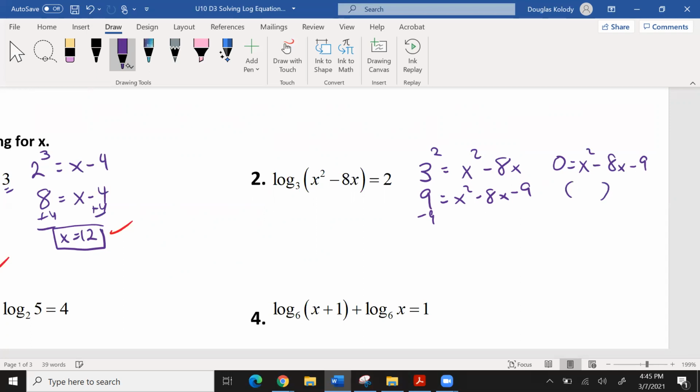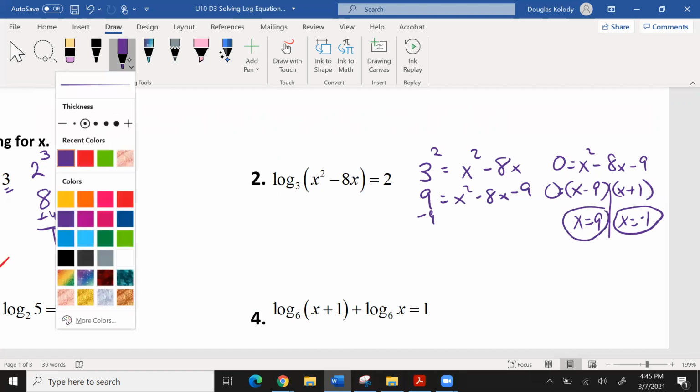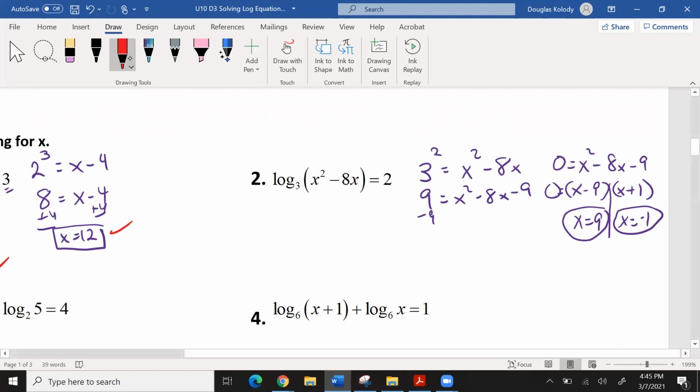Now I need to factor this thing, this puppy. And what multiplies to give me negative 9 and adds to give me negative 8? How about negative 9 and positive 1? Negative 9 times 1 equals negative 9. Negative 9 plus 1 gives me negative 8. But what are my two solutions? They are x equals 9 and x equals negative 1. I should say these are my two potential solutions. Now I need to do my check in red.